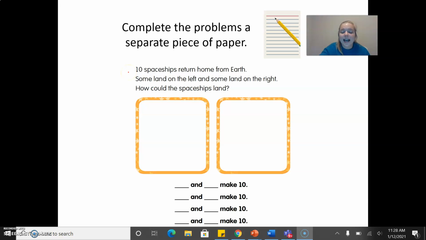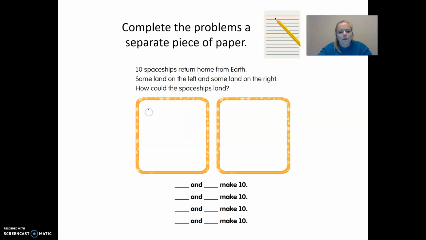So this problem says 10 spaceships return home from Earth. So 10 spaceships. Some land on the left and some land on the right. So some are going to land in this box and some are going to land in this box. How could the spaceships land? Well, I could have one spaceship land over here, and if I had one spaceship land over here, how many would land over here? That's right, 9.